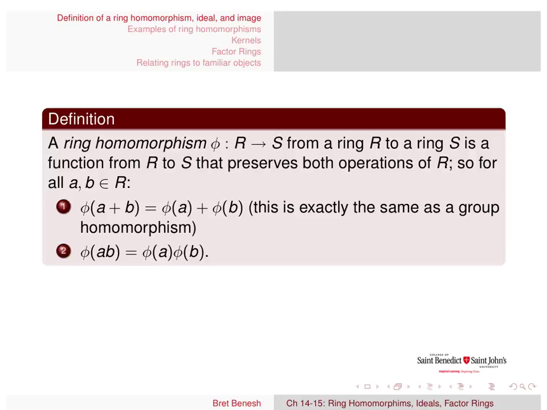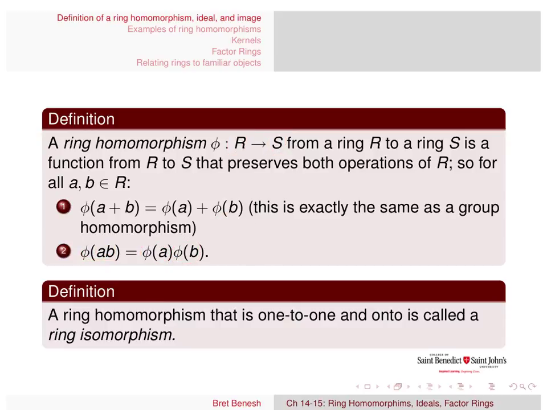Because rings have multiplication, we're going to require that when you multiply together two elements and then map it, that's the same as mapping them separately and then multiplying. Where again, this multiplication occurs in S and this multiplication occurs in R. That's the definition of a ring homomorphism. So it's basically a group homomorphism, but then we're going to throw in that you have to have the same homomorphism property for multiplication as well.